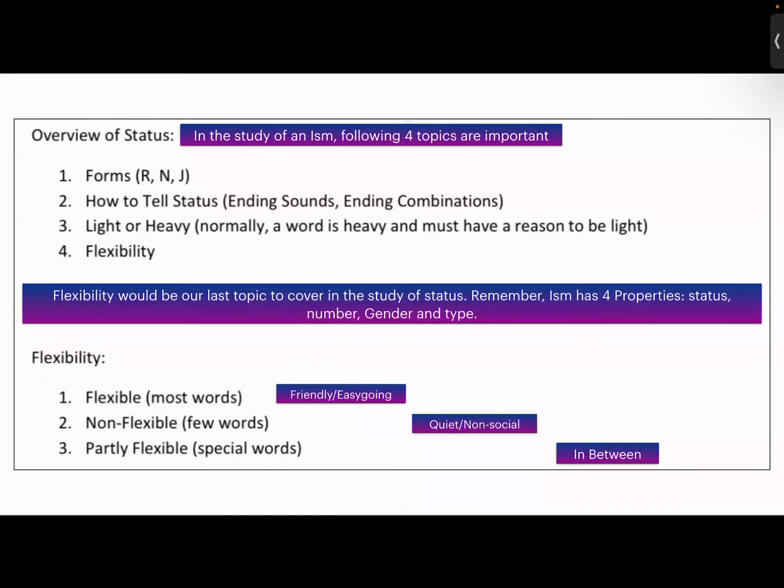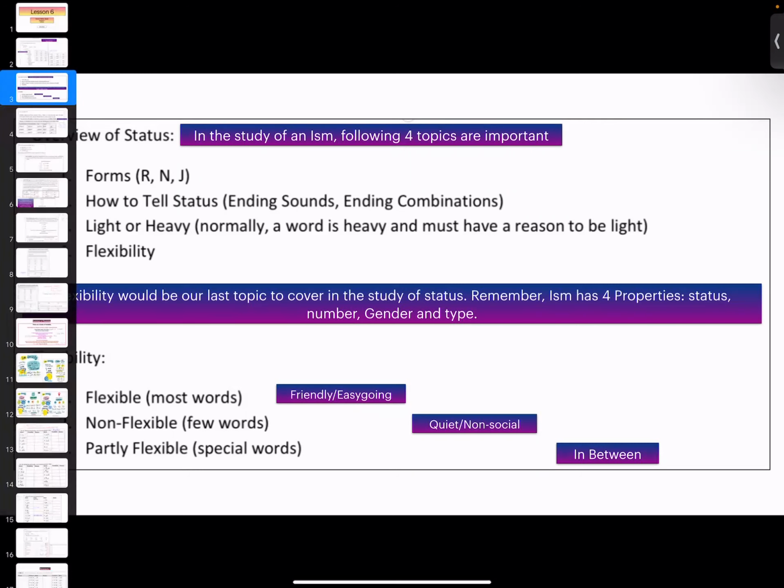Yes, alhamdulillah. Okay, so fully flexible words, these are most of the words of Quran Pak. They are going to show us all three different status. Non-flexible is the opposite of flexible, so they are not going to show us any status. Only one way they are going to look, for example Musa, Isa, right? These kinds of words, or dunya. Even though it is playing the role of Rafa, Nasab, or Jar, they are going to look the same. So they are called non-flexible. Then the third one is partly flexible, meaning they are going to be in between. They are going to show a little flexibility, and we are going to, inshallah, see all these in detail now.